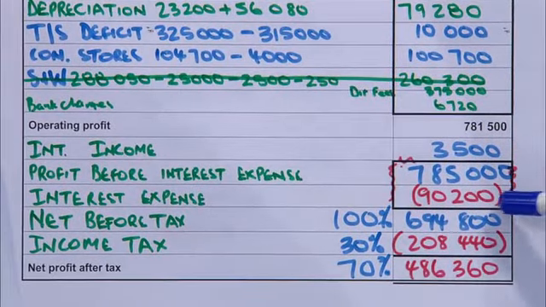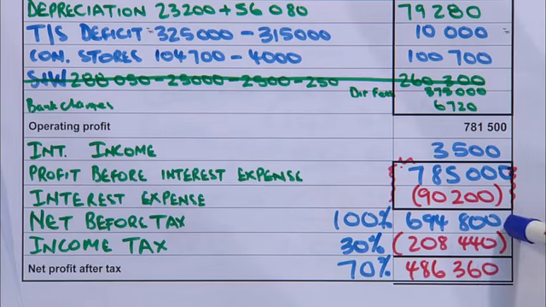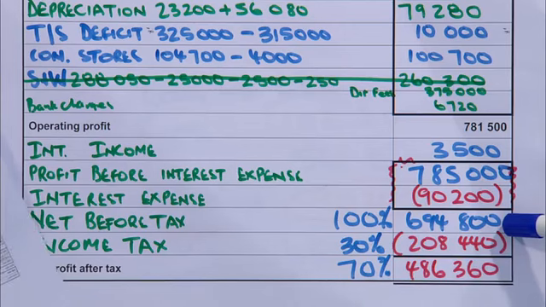Then we just have to fill in the interest expense. So it will be 785,000 minus 90,200, which gives me the net profit before tax of 694,800. The tax percentage is 30% of the net profit before tax. So 30% of that gives me a total of 208,440.